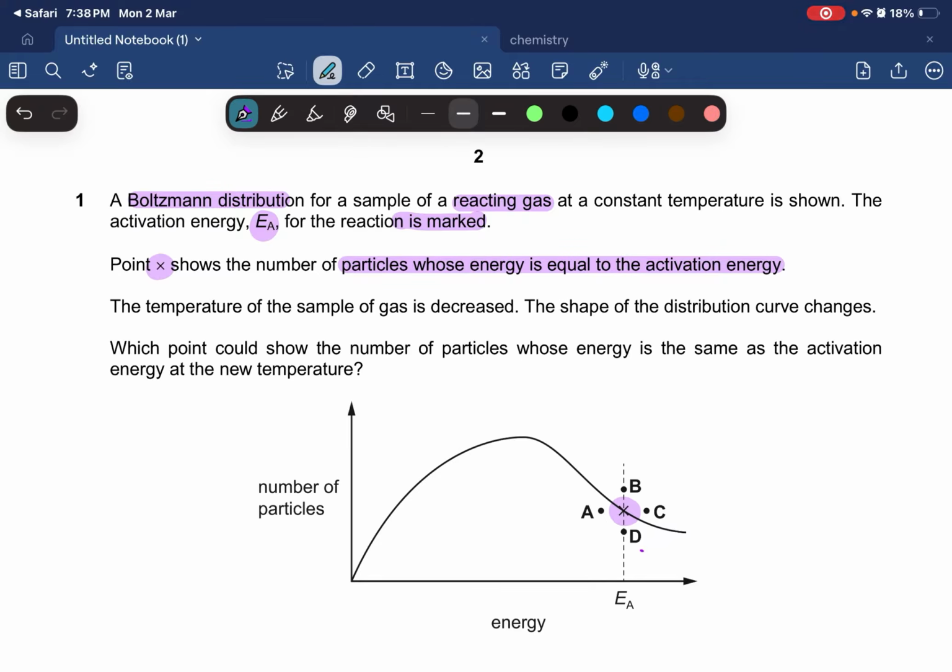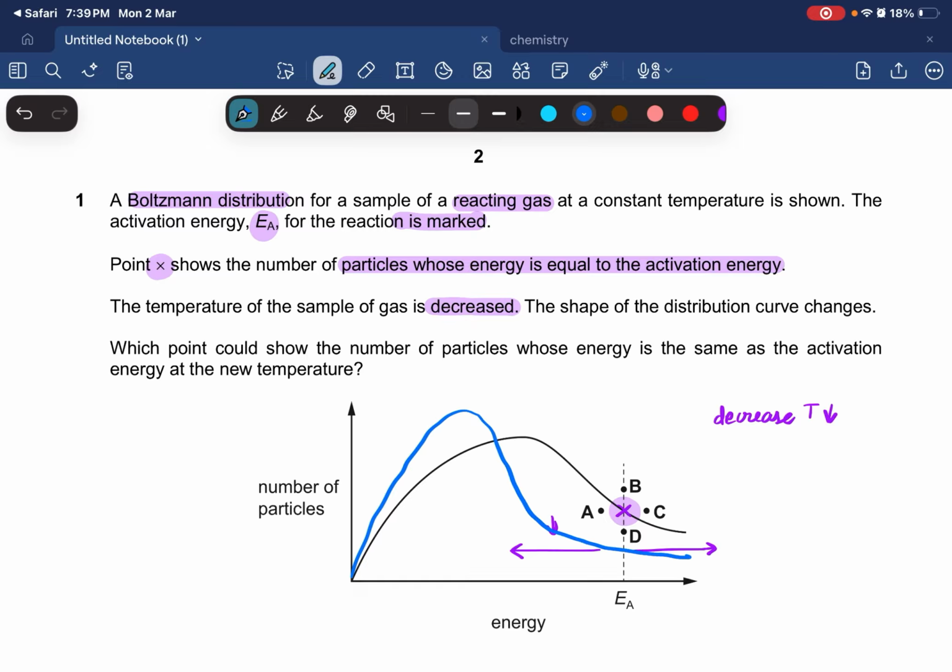So all the particles on the right side of this point are going to have greater than activation energy, and all the particles on the left side are going to have less than activation energy. The temperature of the sample of gas is decreased. Whenever you decrease your temperature, what's going to happen to the Boltzmann distribution curve? It's going to shift towards the left side. So now the new curve is going to be a little higher and something like this.